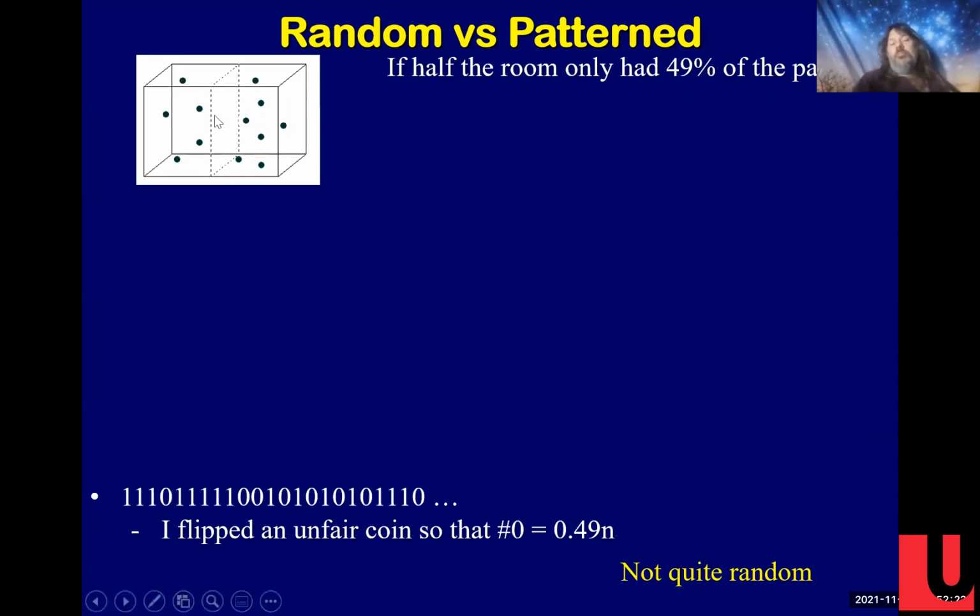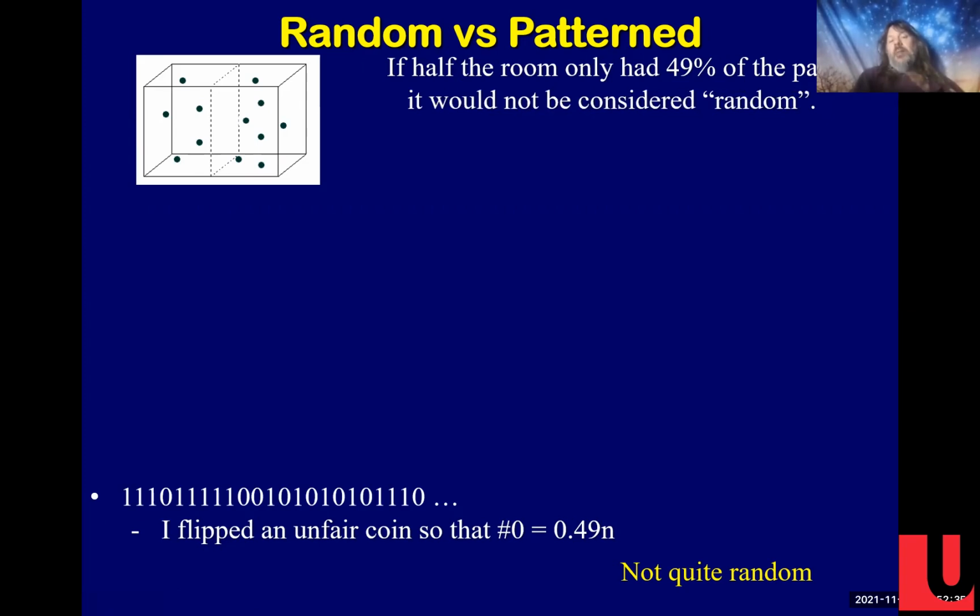This is my room, and suppose you counted the number of particles, and there were slightly fewer particles on one side than the other, right? Then this wouldn't be considered random, right? We would say that the entropy was low, right?